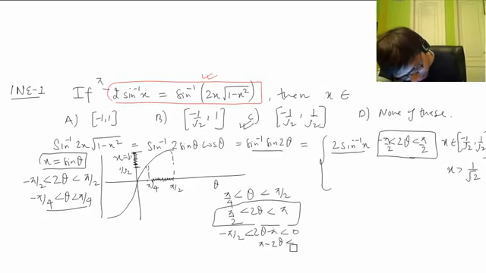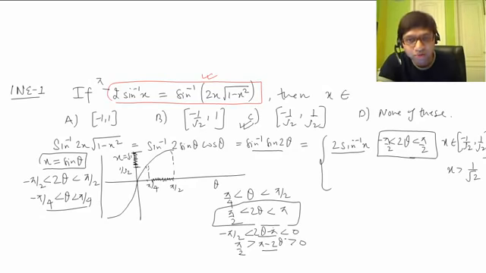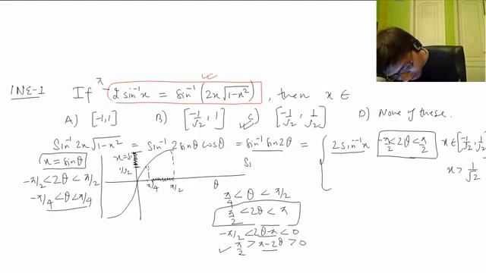This is also principal value branch. So 2 theta minus pi is principal value branch, pi minus 2 theta is also principal value branch. We have to make one of these two. The second one is easy to make. So we write this as sine inverse sine pi minus 2 theta.